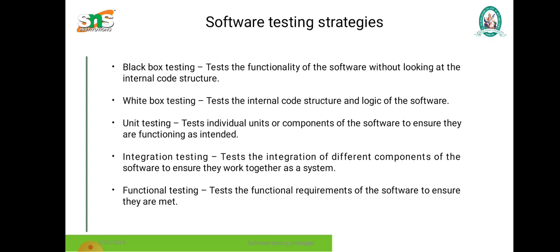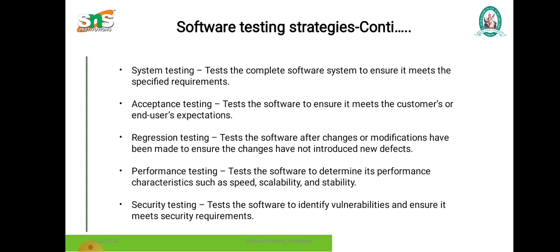Next one is integration testing. This tests the integration of different components of the software to ensure they work together as a system. Next one is functional testing. This tests the functional requirements of the software to ensure that they are met. Then next one is system testing. This tests the complete software system to ensure it meets the specified requirements. Next one is acceptance testing. This tests the software to ensure it meets the customer's or end user's expectations.